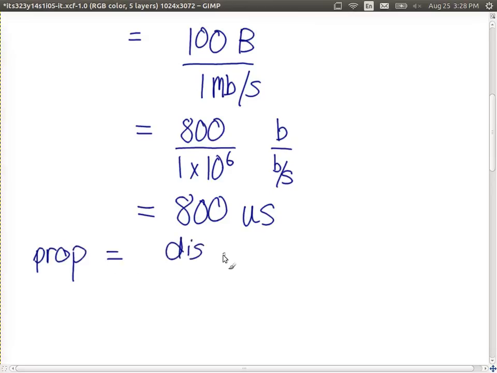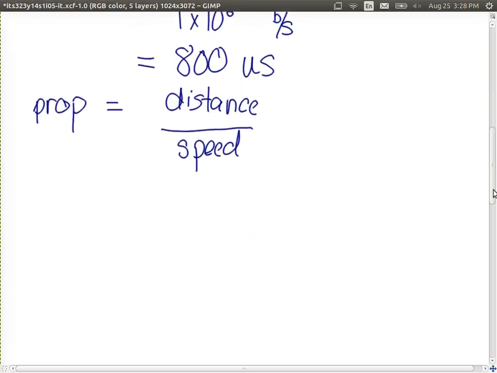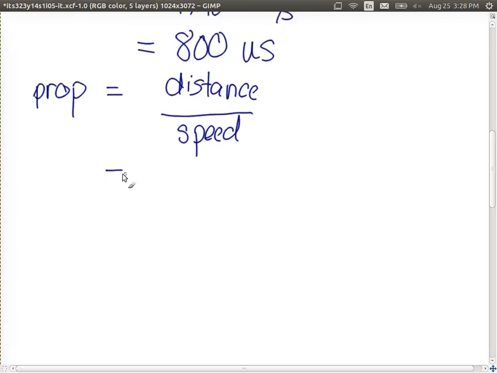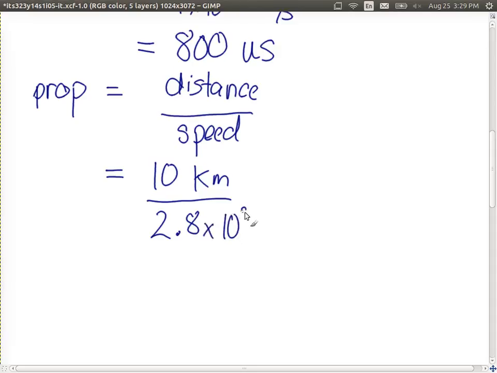Distance divided by the speed of transmission of our signal. Our distance of our link was 10 kilometers. And our speed, we said, was 2.8 by 10 to the 8 meters per second. I think I looked up some actual material, optical fiber or something, and that was the rated speed.